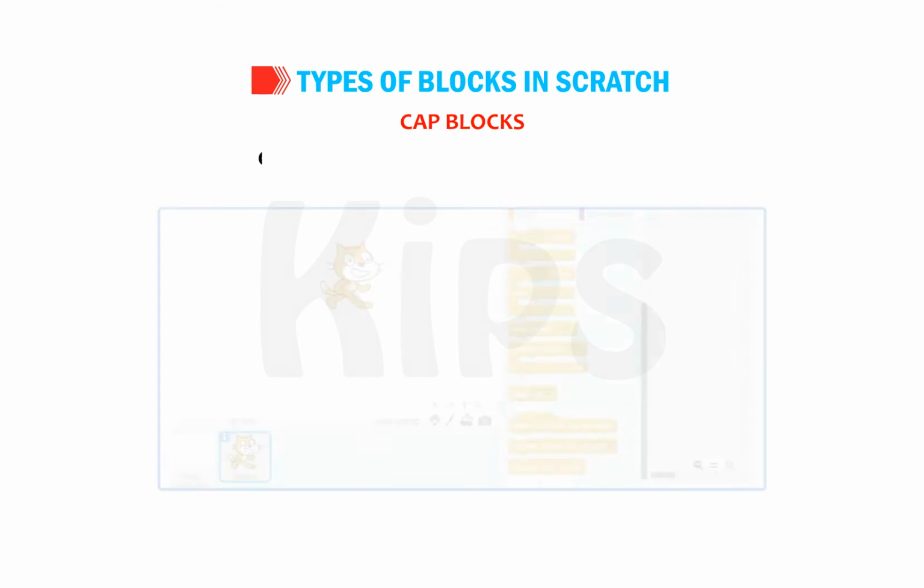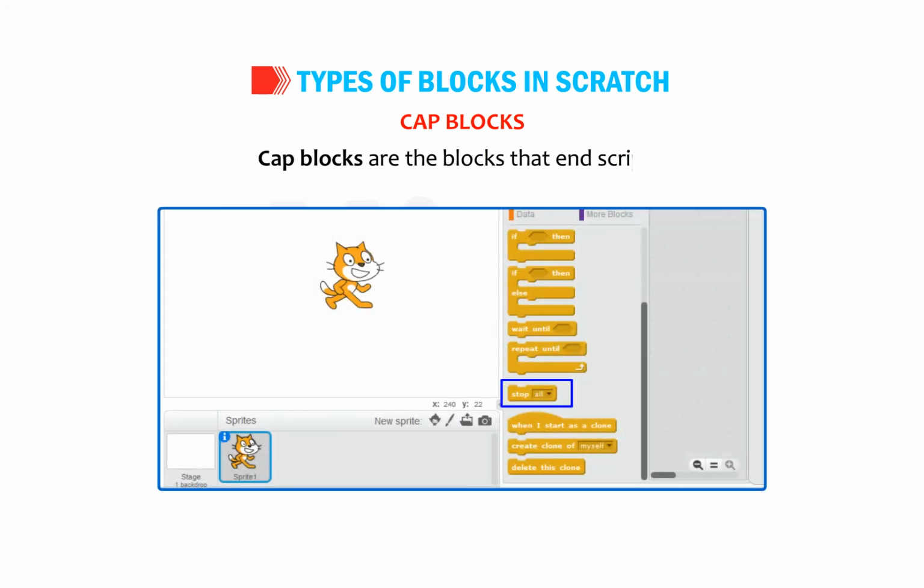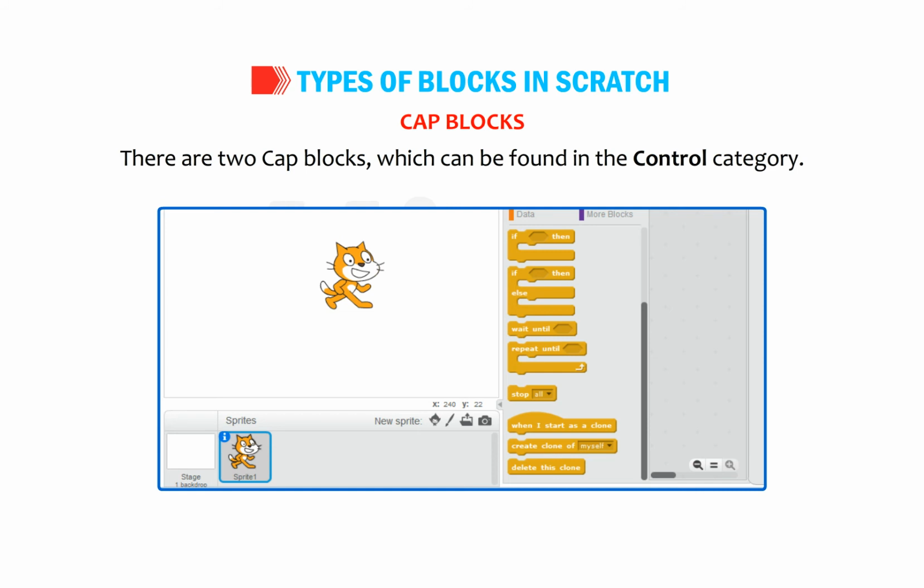Cap blocks. Cap blocks are the blocks that end scripts. They are shaped with a notch at the top and a flat bottom. You cannot place any blocks below them. There are 2 cap blocks which can be found in the control category.